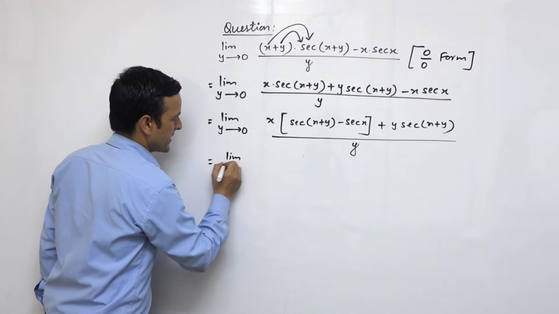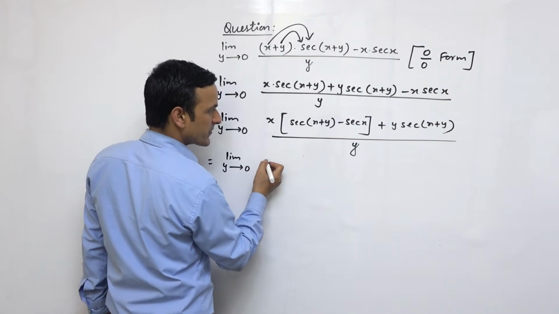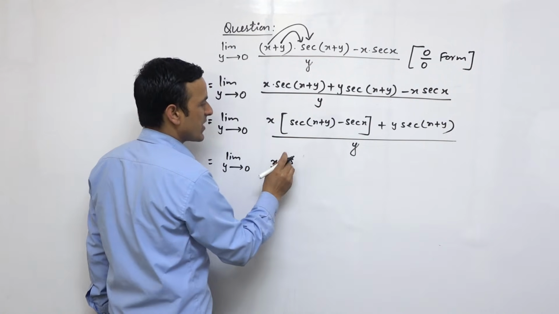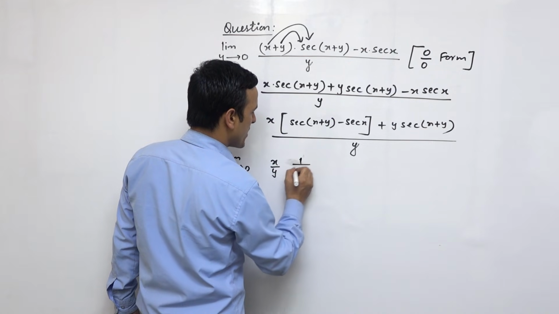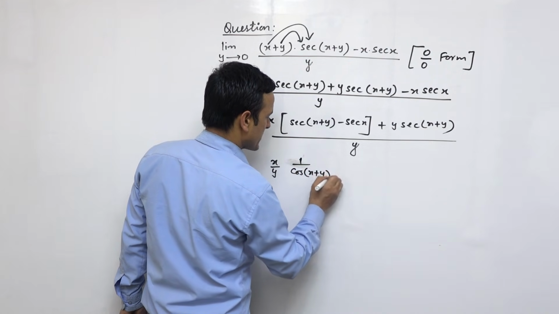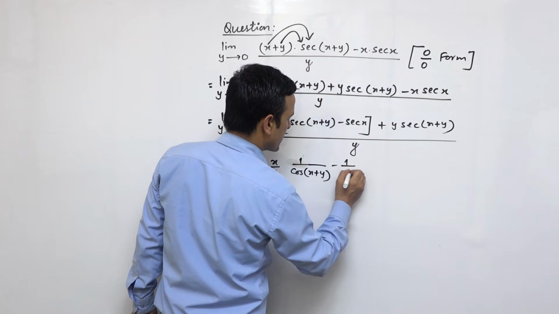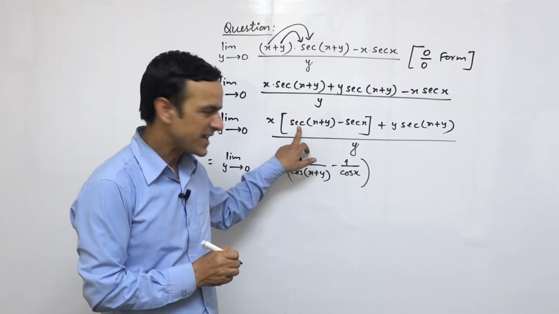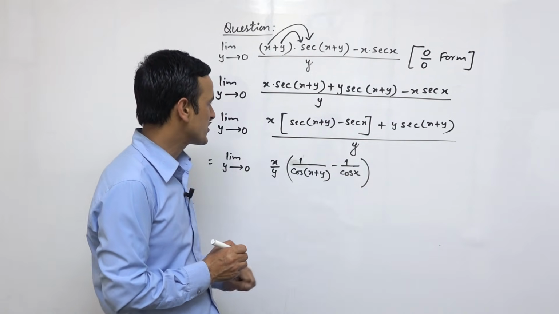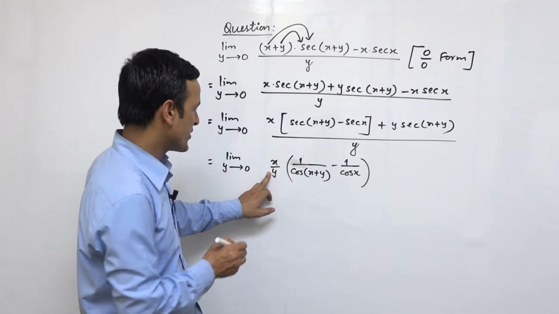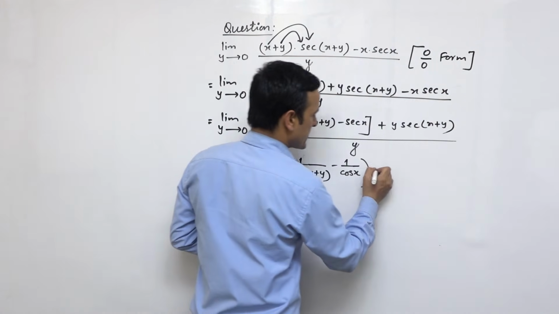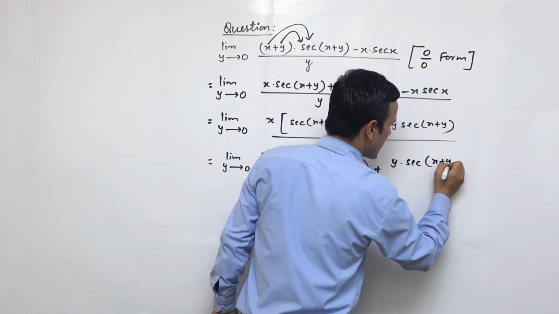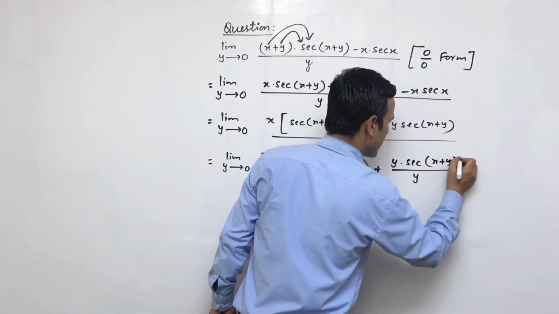Now we can separate this term, y tends to 0, and here x upon y times sec(x+y) minus sec x, means we can convert it as 1 upon cos(x+y) minus 1 upon cos x. So this is the conversion rule of sec. Sec लाई हामी 1 upon cos गर्न सक्छौं. अब x upon y हामीले यसरी सेपरेट गर्यौं, यसलाई ब्र्याकेट राख्न सकियो, प्लस यहाँ पनि this upon this गरेर हामी सेपरेट गर्न सक्छौं, y sec(x+y) divided by y.